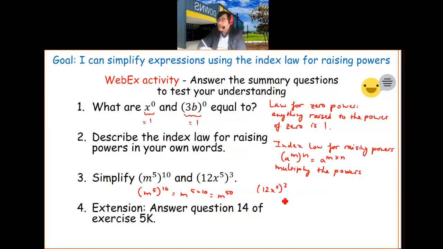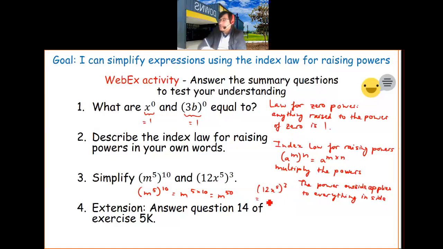The whole group is raised to the power of 3. So this one we have to do a bit more. So the power outside applies to everything inside. Okay, so this is another law that we have. And what does that mean? So the power outside, which is 3, applies to everything inside.